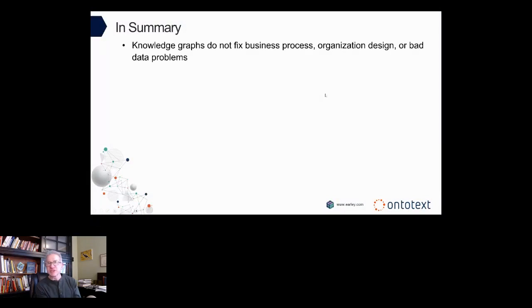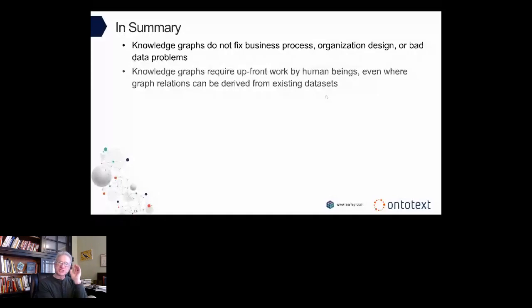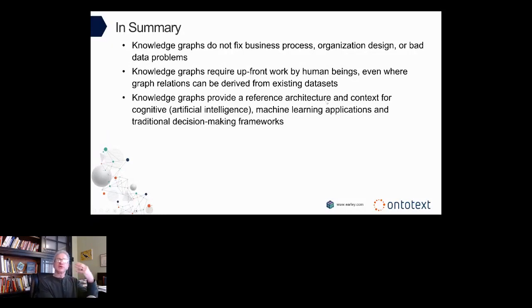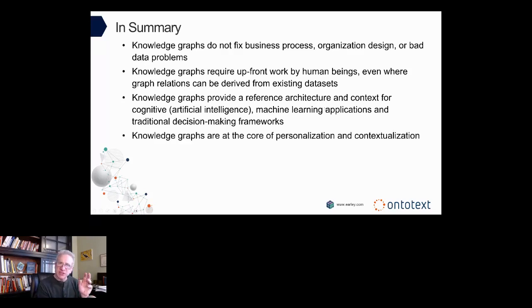So to summarize, knowledge graphs don't fix the problems of organization design or bad data. They require upfront work, even when you can start to derive things automatically from existing data sets. You still need human judgment. The knowledge graph provides a reference architecture and context for any type of cognitive application, any type of AI or machine learning application, as well as traditional decision-making frameworks. And they're at the core of personalization and contextualization.